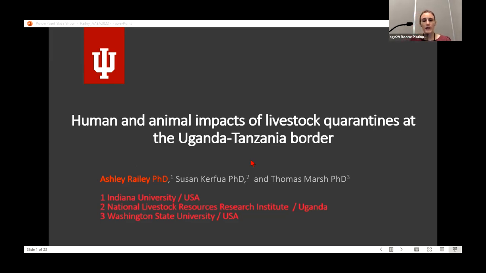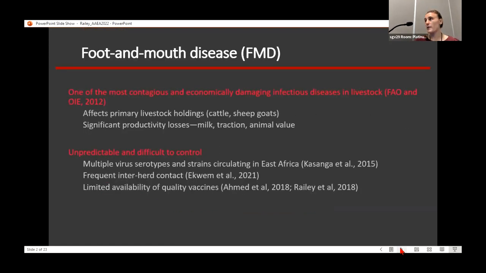Going to shift us a little bit into livestock and livestock quarantines and their impacts on humans and animals, specifically at the Uganda-Tanzania border. When we're talking about livestock quarantines today, we're going to be talking about foot and mouth disease, which is a highly contagious and economically damaging infectious disease in livestock, and is one of the main reasons why quarantines are going to be happening in this area.